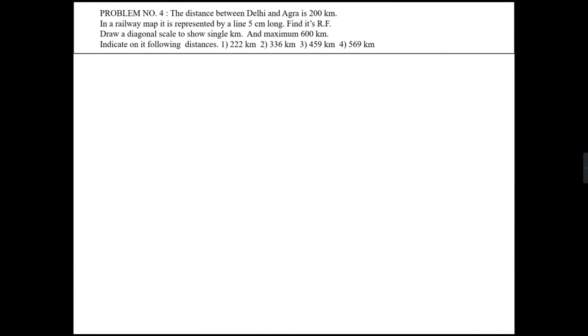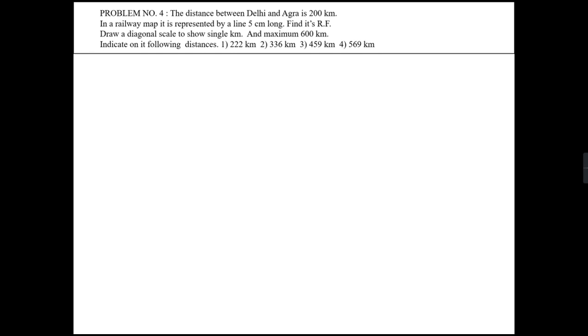The distance between Delhi and Agra is 200 kilometers. In a railway map, it is represented by a line of 5 centimeter long. From here, you can calculate the RF. Find its RF. Draw a diagonal scale to show a single kilometer. So least count is a kilometer, and the maximum length that we have to show is 600 kilometers.